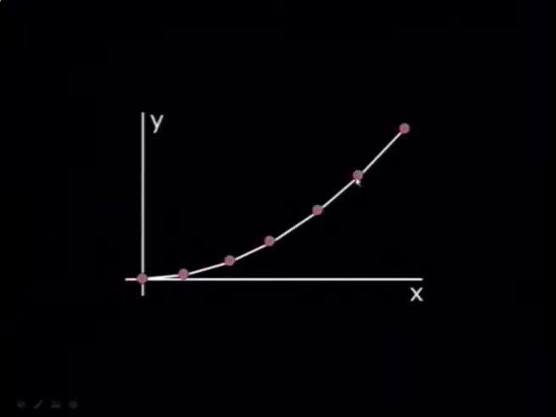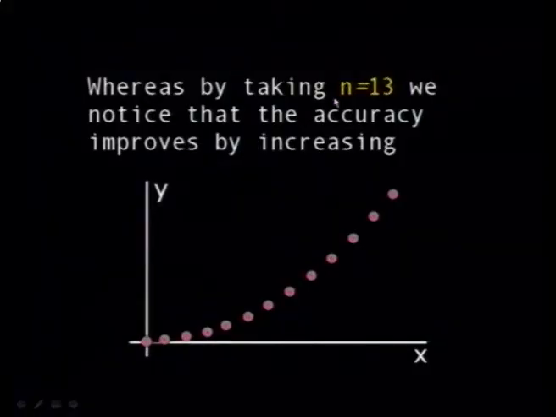Here you connect them by straight lines, so you find that the representation is not very good. Why? Because the points are dispersed. So the more points you take, of course, the smoother the graph looks. Here, taking n equal to 13, you notice that the accuracy improves.